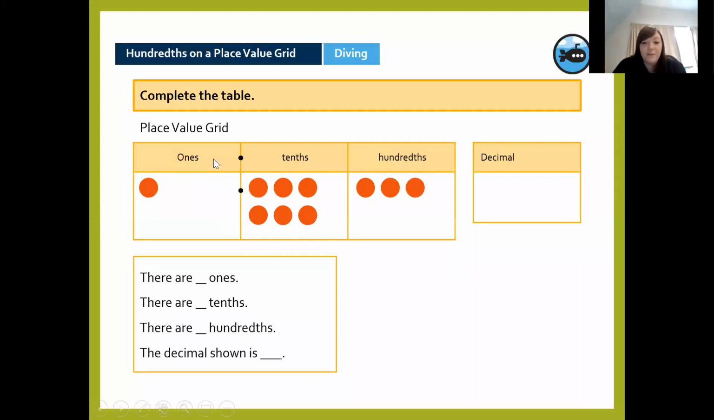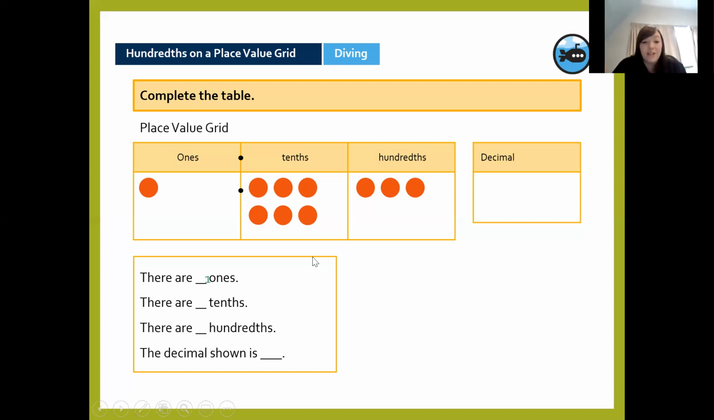Okay, I have a little question for you here. Here we have some counters in a place value grid. Can you tell me how many ones there are, how many tenths there are, how many hundredths there are, and show that as a decimal number? What could you do to write that as a decimal? So pause the video now, write out these sentences, tell me how many ones, how many tenths, how many hundredths, and write it as a decimal.